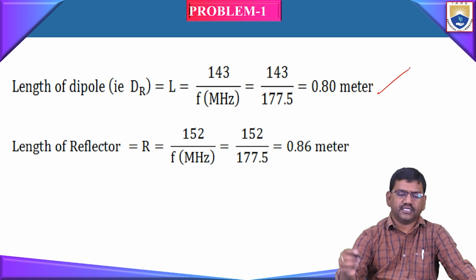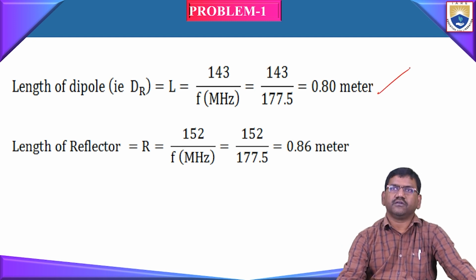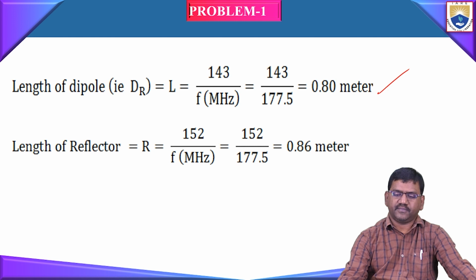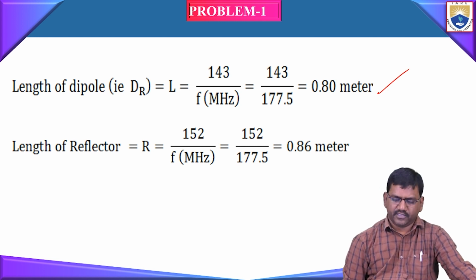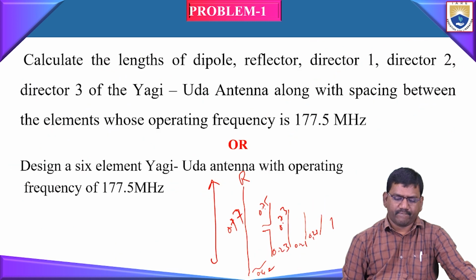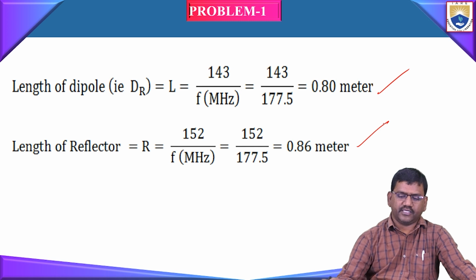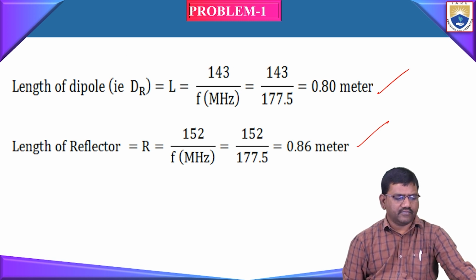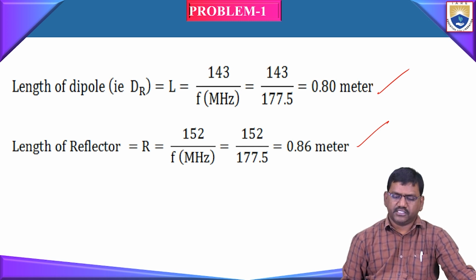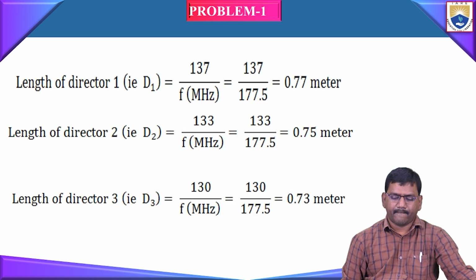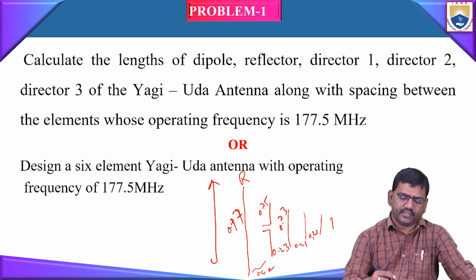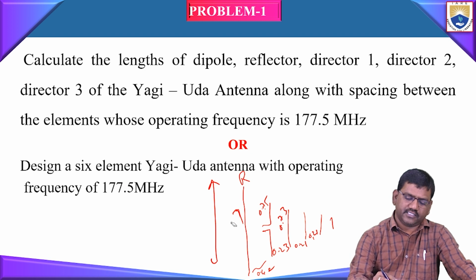So you can see on the screen here, the length of the dipole is given as L is equal to 143 by f. It is represented as 143 by 177.5, which is equal to 0.80 meters. The length of the reflector is 0.86 meters here. The length of the dipole is 0.80 and the reflector is 0.86 here. This is 0.86 and this is 0.80 here.